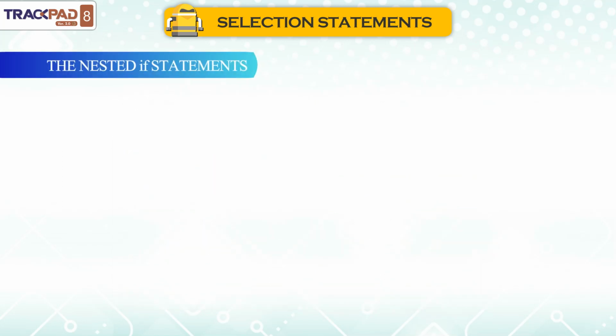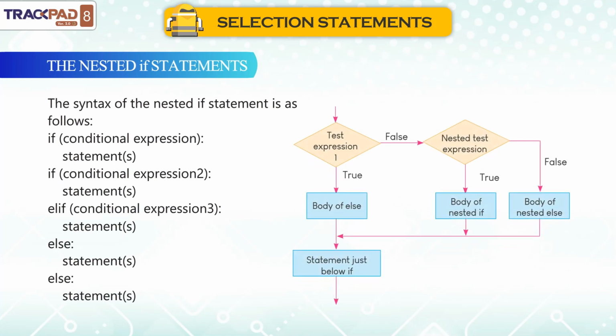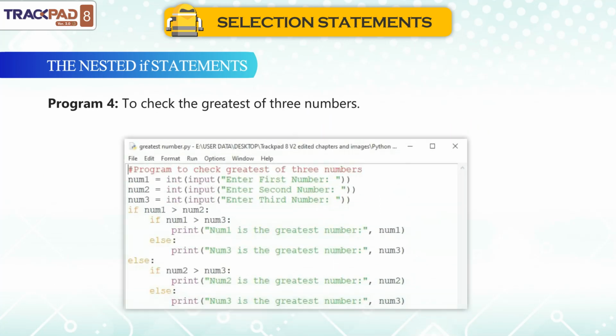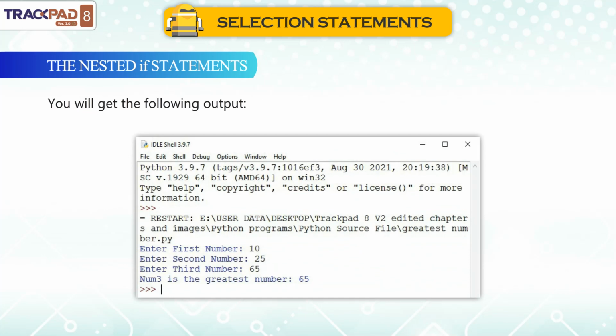The nested if statements. Nested if statements means if statements are placed within another if statement. Python allows us to write an if statement within another if statement. The syntax of the nested if statement is as follows. If conditional expression statements. If conditional expression 2 statements. Elif conditional expression 3 statements. Else statements. Else statements. Program 4. To check the greatest of three numbers. You will get the following output.